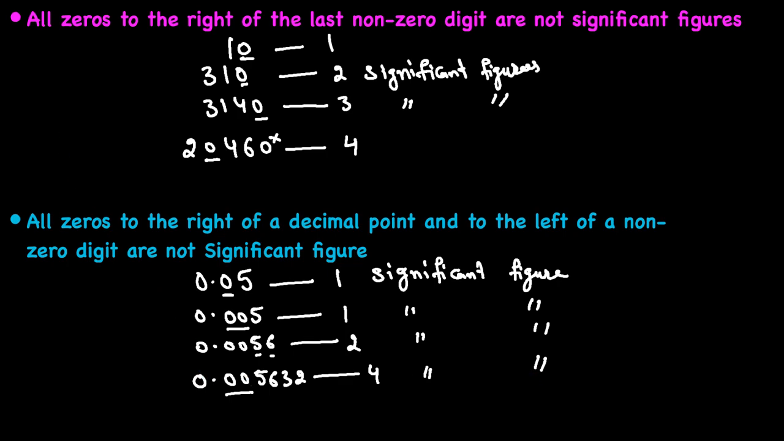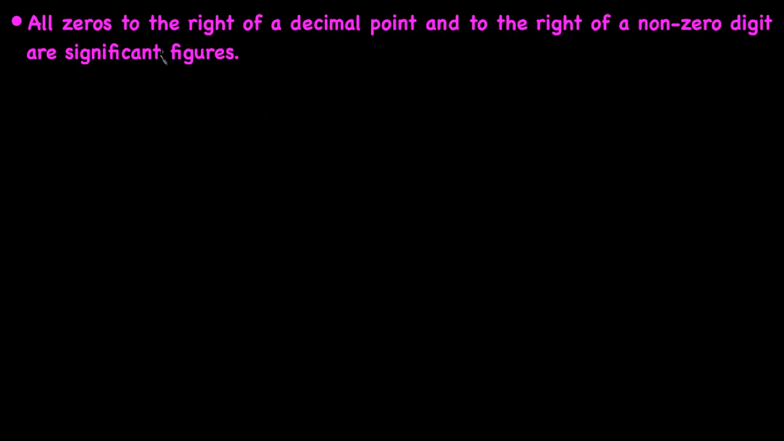Okay, let's go to the last rule. It says all zeros to the right of a decimal point and to the right of a non-zero digit are significant figures. For example, let's say I have 0.30. This 0 is right of a decimal point, and it is also right of this non-zero digit. So we're going to count this 0 as a significant figure.